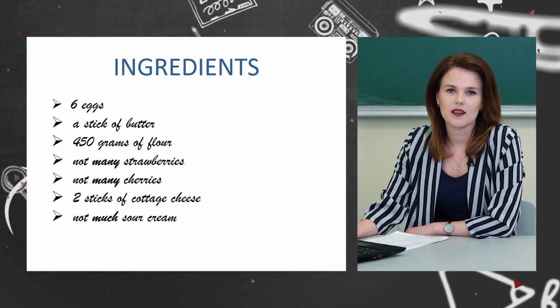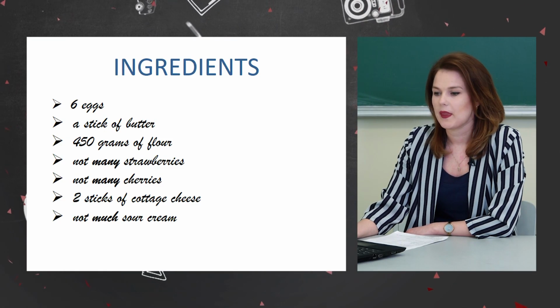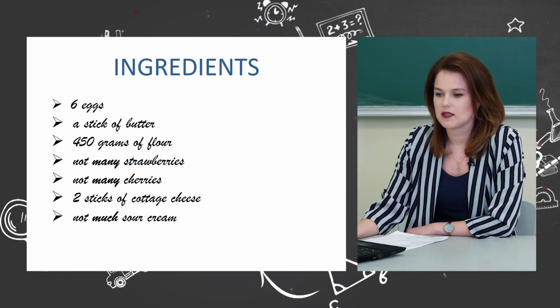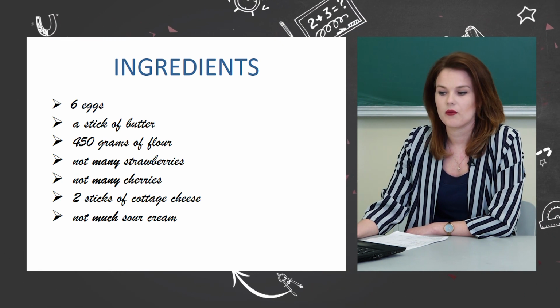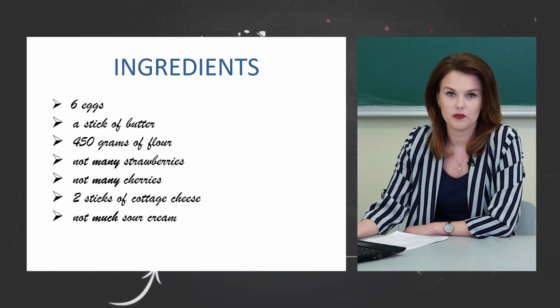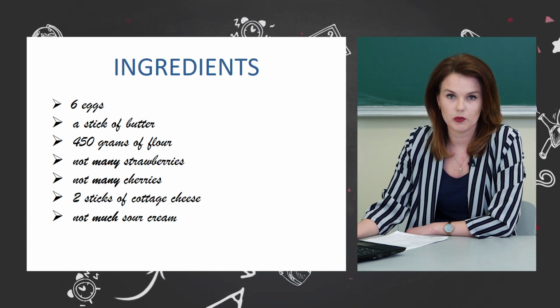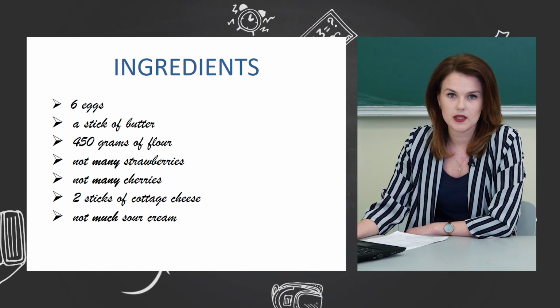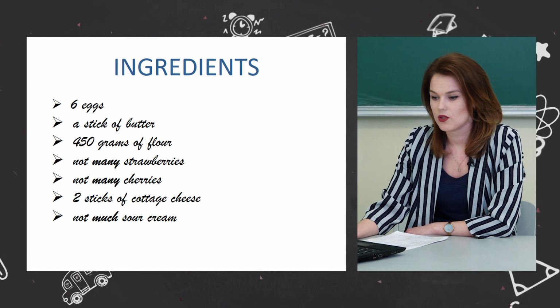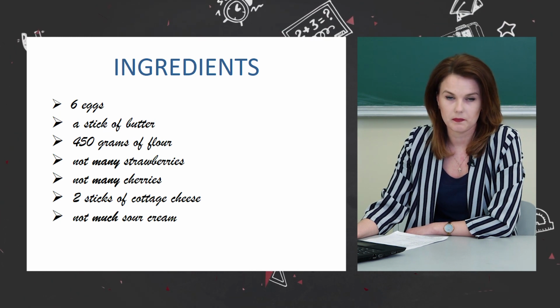I'm going to make a cake for her, special cake for her, and here is a list of ingredients. Let's read them together. 6 eggs, a stick of butter, 450 grams of flour, not many strawberries, not many cherries, 2 sticks of cottage cheese, not much sour cream.